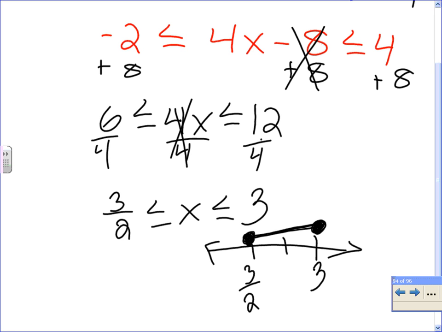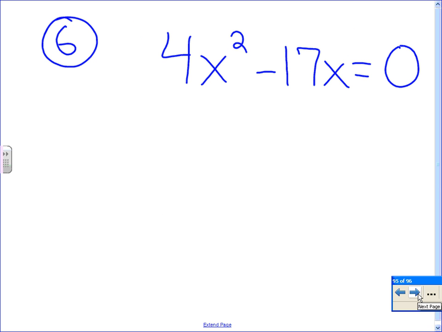Questions on how to solve that one? Minus my math error. Okay. Let's do one more together. Number 6, then I'm going to have you guys practice some. Okay, number 6 is 4x squared minus 17x equals 0.